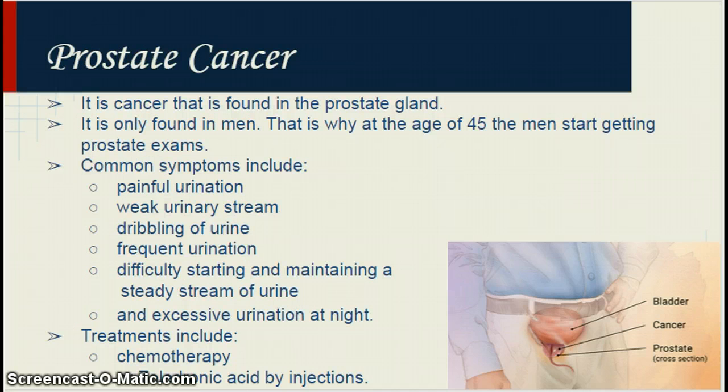Prostate cancer is a cancer that is found in the prostate gland. It is only found in men, and that is why at the age of 45, men start getting prostate exams. Common symptoms include painful urination, weak urinary system, dribbling of urine, frequent urination, difficulty starting and maintaining a steady stream of urine, and excessive urination at night. Treatments include chemotherapy or an injection.